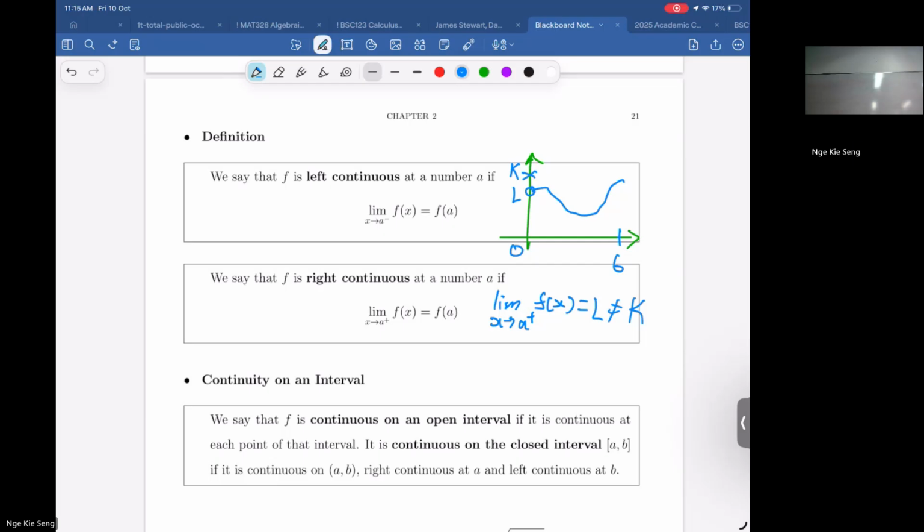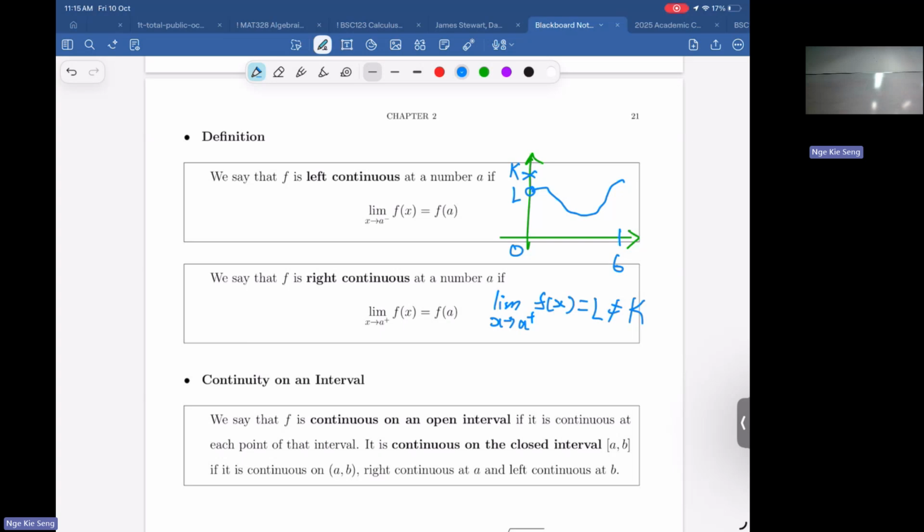Okay. So do we have a similar idea of this left-right continuity like our limit or not? Like if left and right agree, then we have a limit. So it is the same here. If f is continuous on an open interval, if it is continuous at each point of that interval, and it is continuous on the closed interval AB, if it is continuous on the open interval AB, and right continuous at A and left continuous at B.